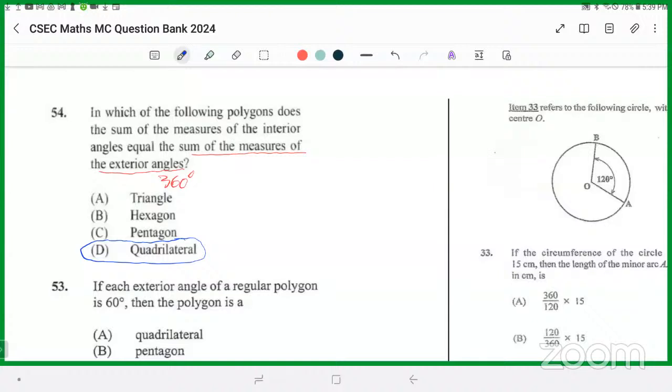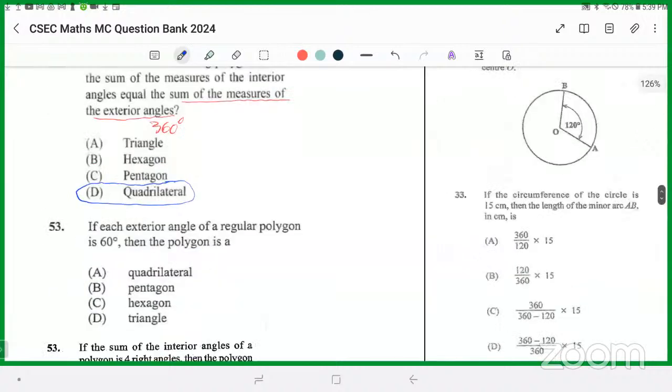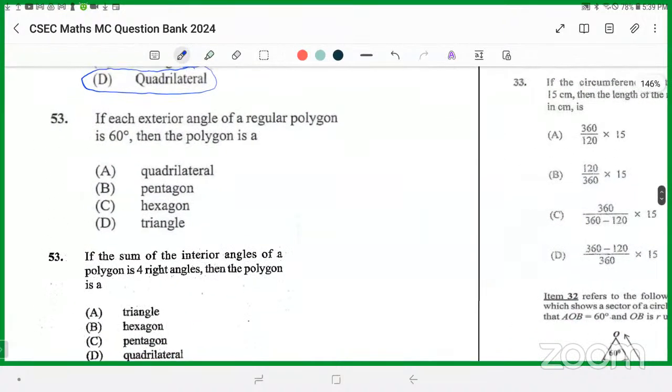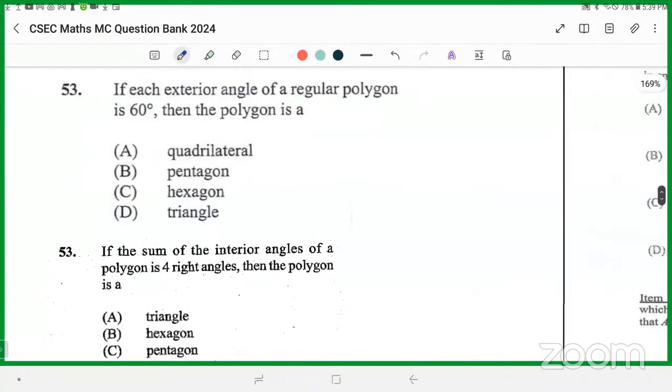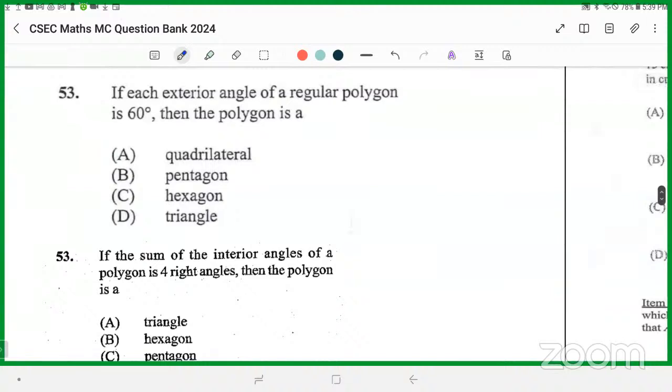All right, so the quadrilateral, right? This one now, another one right here. It says each exterior angle of a regular polygon. The word regular means that all sides equal, all angles equal. It's a regular polygon. And it is saying each of the angles there is 60 degrees. Each exterior angle is 60 degrees.